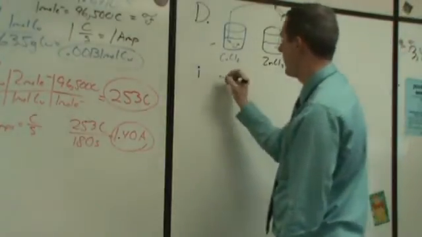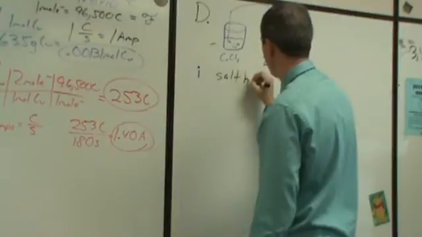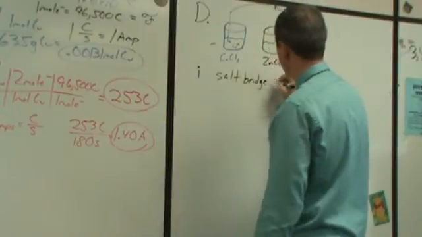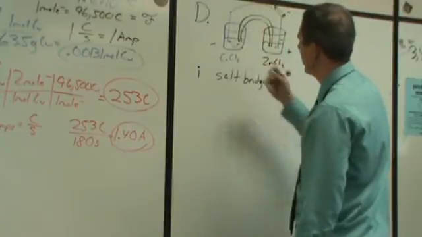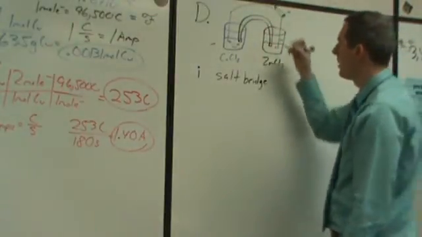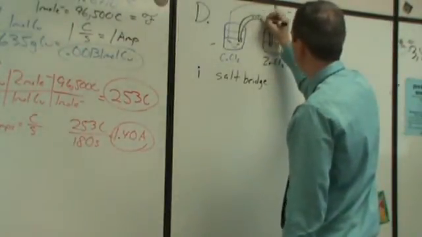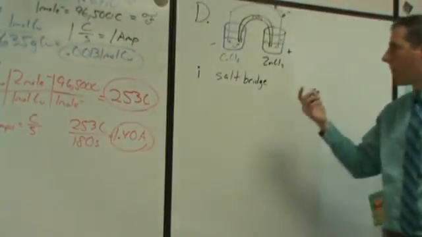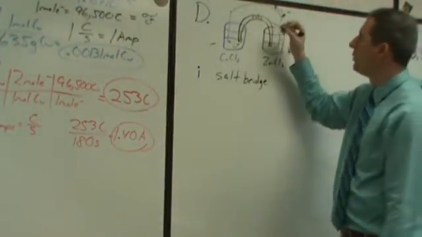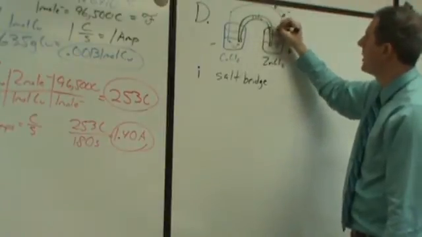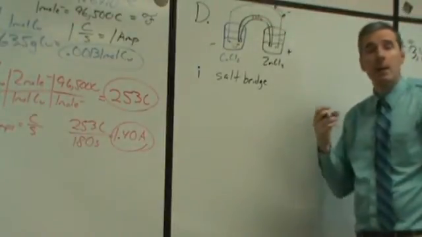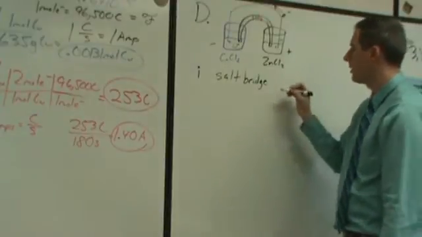To fix that, I need to have a salt bridge. A salt bridge is just a little construction where you have a slurry of salt ions. Any salt will work. Potassium nitrate would be one you could use. As the electrons move, the anions in the salt tend to drift towards this side, and the potassium ions tend to drift towards that side, so that the total charge remains constant.